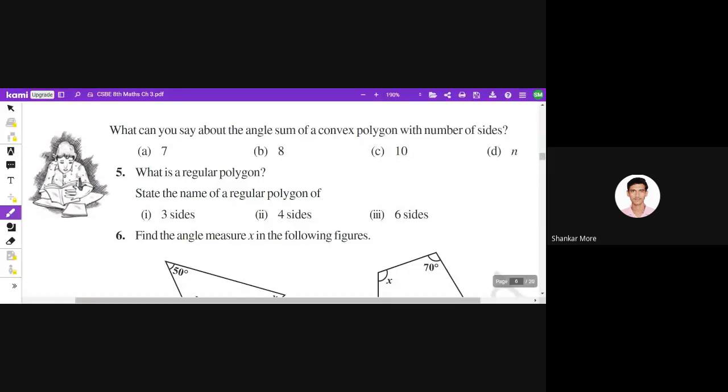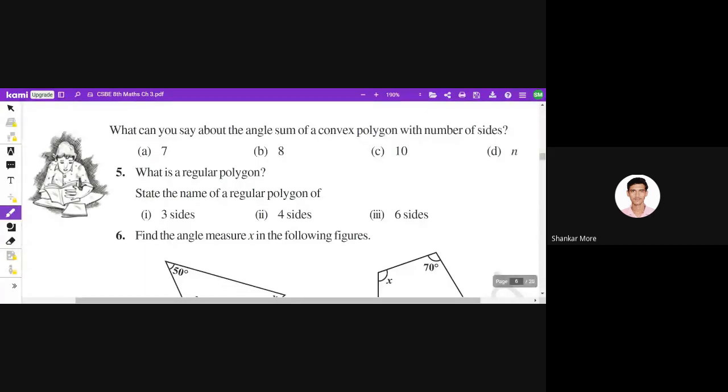So what is a regular polygon? State the names of the regular polygons of three sides. So what is a regular polygon with three sides? Can you answer it? It will be a triangle, obviously. If it has three sides, it will be a triangle, but not necessarily all triangles are regular polygons, are they?